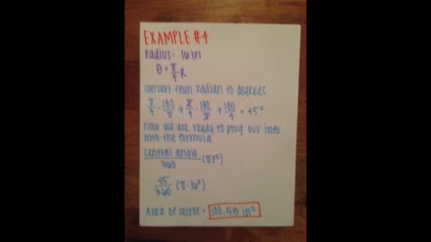Example number 4. We are given a radius of 16 inches and a central angle of pi over 4 radians. First, we need to convert from radians to degrees. To do this, we are going to do pi over 4 times 180 over pi. The pi's will cancel out, and that will give us 180.